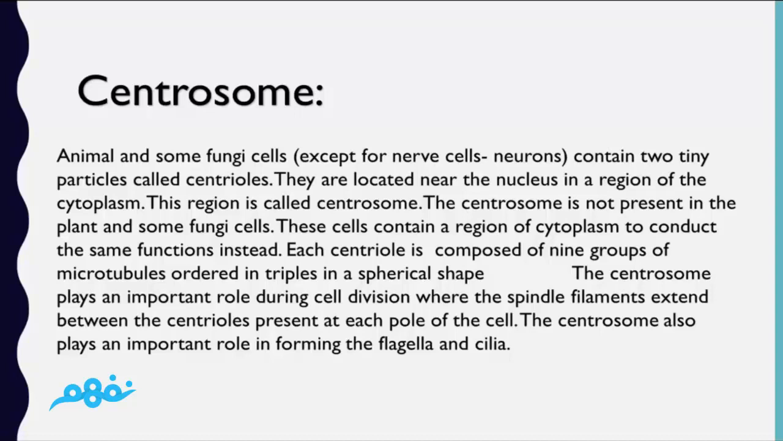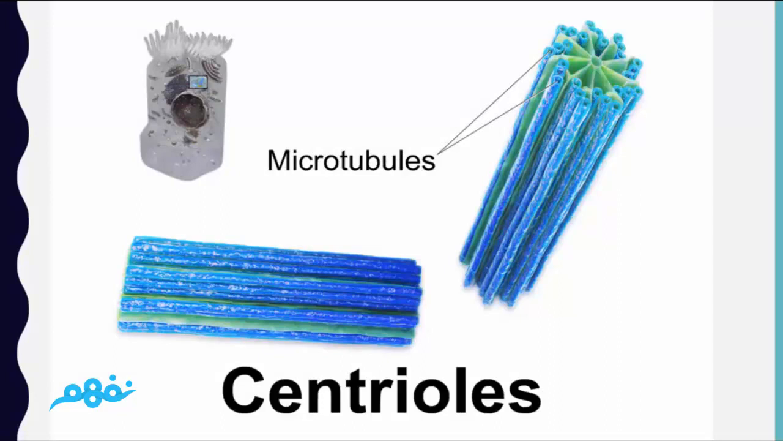Each centriole is composed of nine groups of microtubules ordered in triples in a spherical shape. The centrosome plays an important role during cell division, where the spindle filaments extend between the centrioles present at each pole of the cell. The centrosome also plays an important role in forming the flagella and cilia. This figure shows the centrioles, as it consists of microtubules here. Microtubules.